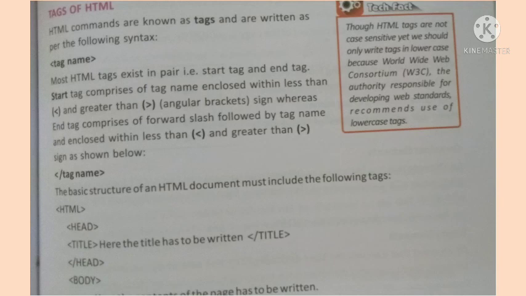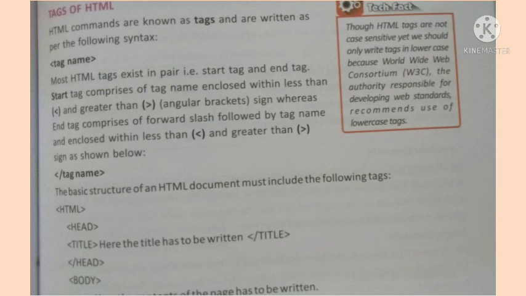Most HTML tags exist in pairs, that is, a start tag and an end tag. The start tag is enclosed within less than and greater than signs, whereas the end tag comprises a forward slash followed by the tag name, enclosed within less than and greater than signs.